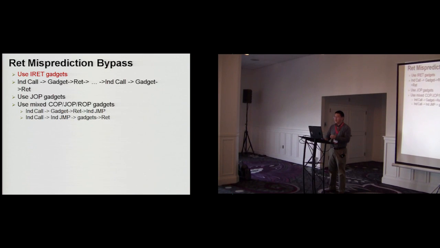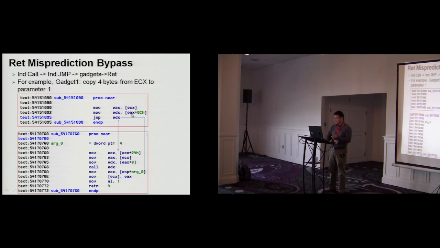And also you can use jump, because return mispredict just focuses on return. You can use jump to deliver the jump gadget. And also you can use a call-jump combined gadget to deliver the attack. For example, here the indirect call calls into a gadget and returns to an indirect jump and changes to another gadget. And also you can do the indirect call, the indirect jump, and the gadget.